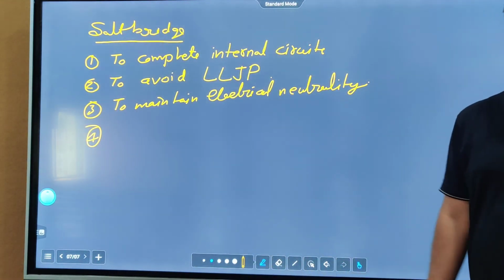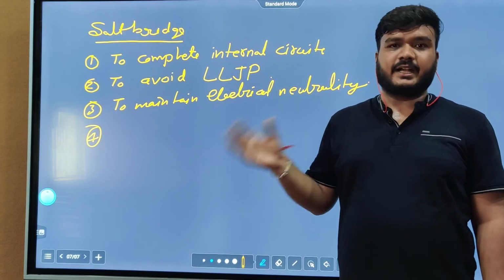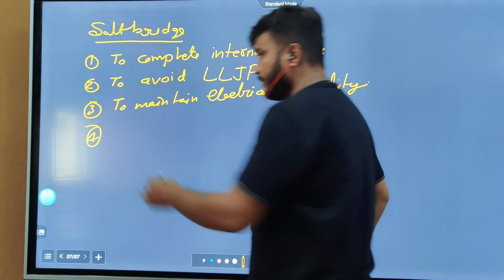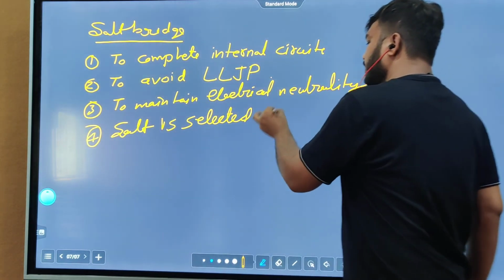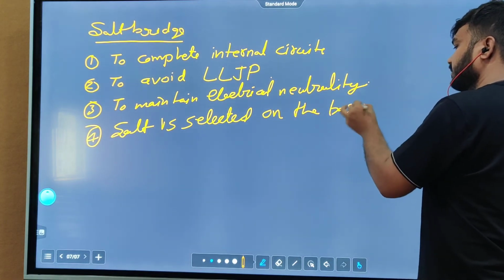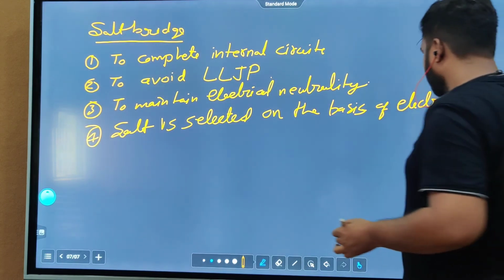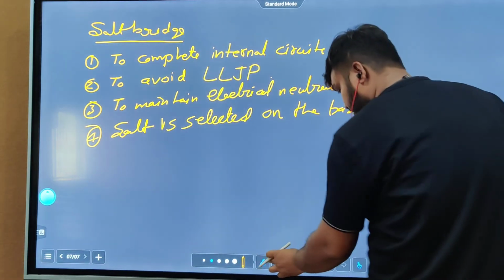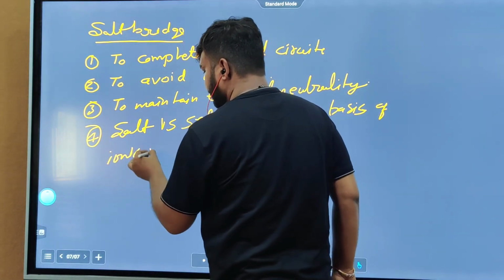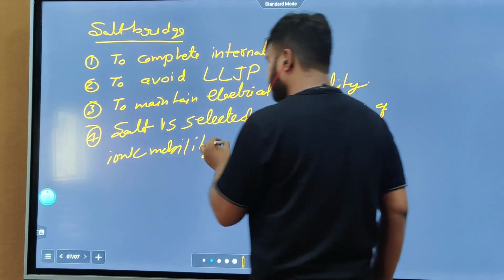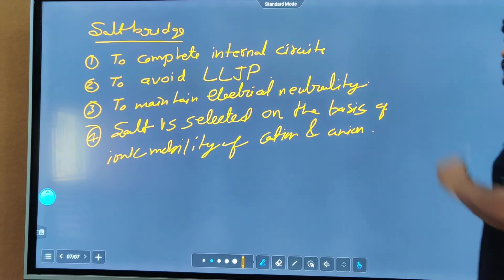Now, how is the salt selected? Can we randomly select any salt? No. We have to select a salt for which the ionic mobility of the cation should be equal to the ionic mobility of the anion. The salt is selected on the basis of the ionic mobility of cation and anion. Both should be the same.